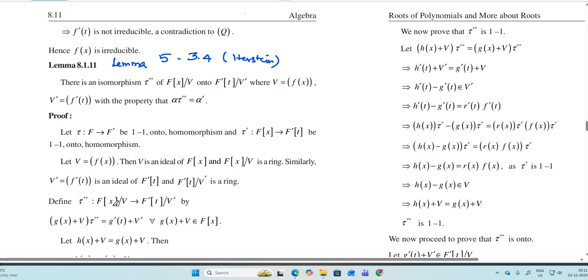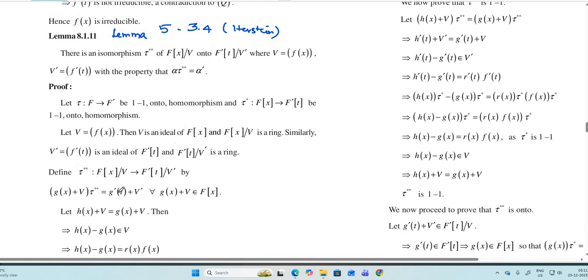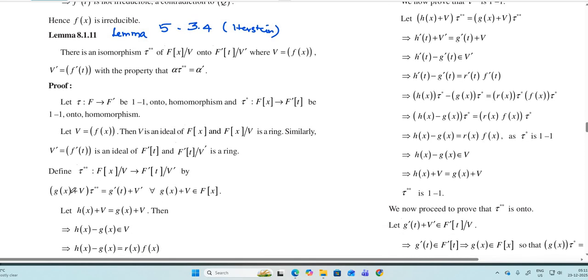Now, define tau double star from this to this in this way. It takes any element, because any element here is of this form, and here any element is of this form. So what is this g'(t)? It is nothing but the image of g(x) under tau star. Tau star we have already assumed.